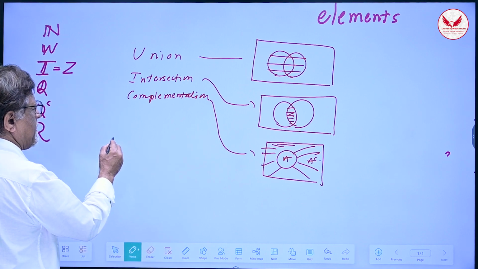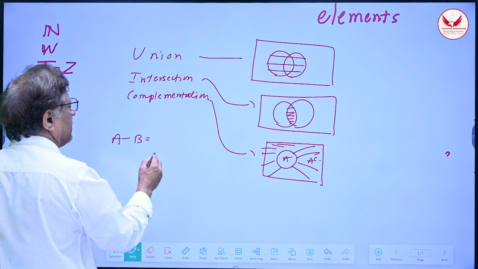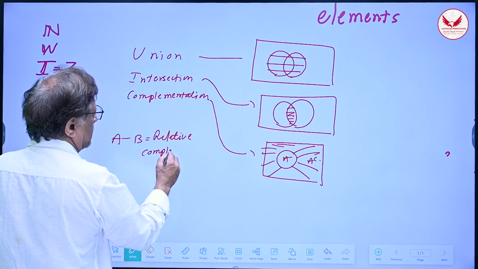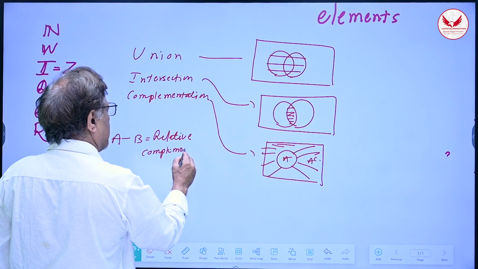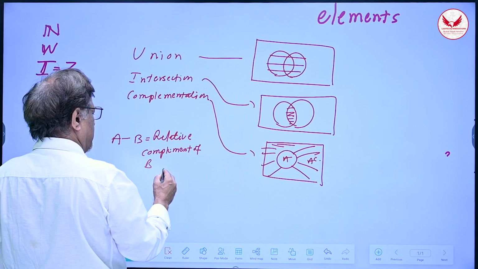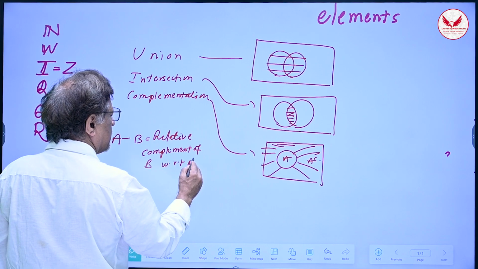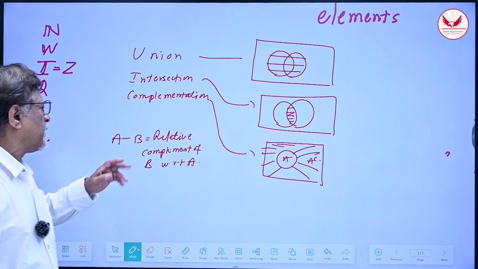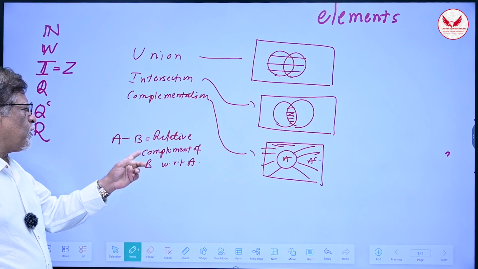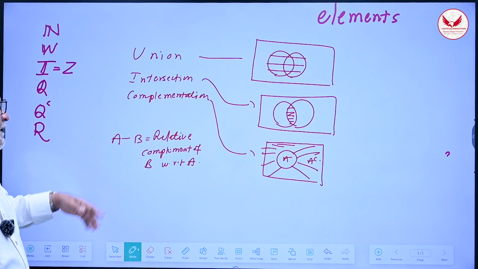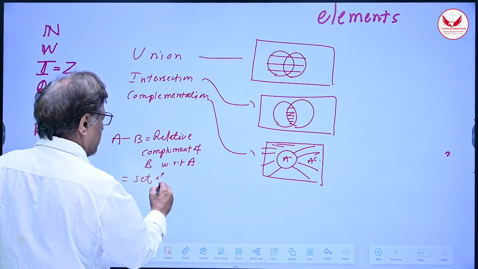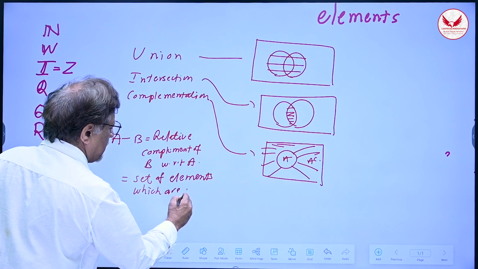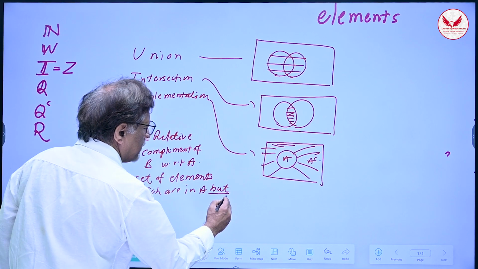Now there is another operation called A minus B. A minus B means what? Remember this word: relative complement of B with respect to A. The relative complement of B with respect to A looks quite complicated, but it's very simple. The elements which are in A but not in B. That means elements which are not in B but in A. So that means the set of elements which are in A but not in B.